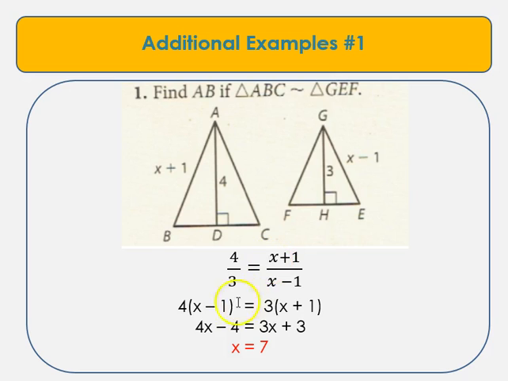We will multiply across, and we have 4 times x minus 1 equals 3 times x plus 1. And if we go ahead and use distributive property, we have 4x minus 4 equals 3x plus 3. I'm going to add 4 to both sides and subtract 3x from both sides, and our answer will be x equals 7. So then to solve for AB, if x equals 7, x plus 1 would equal 8.